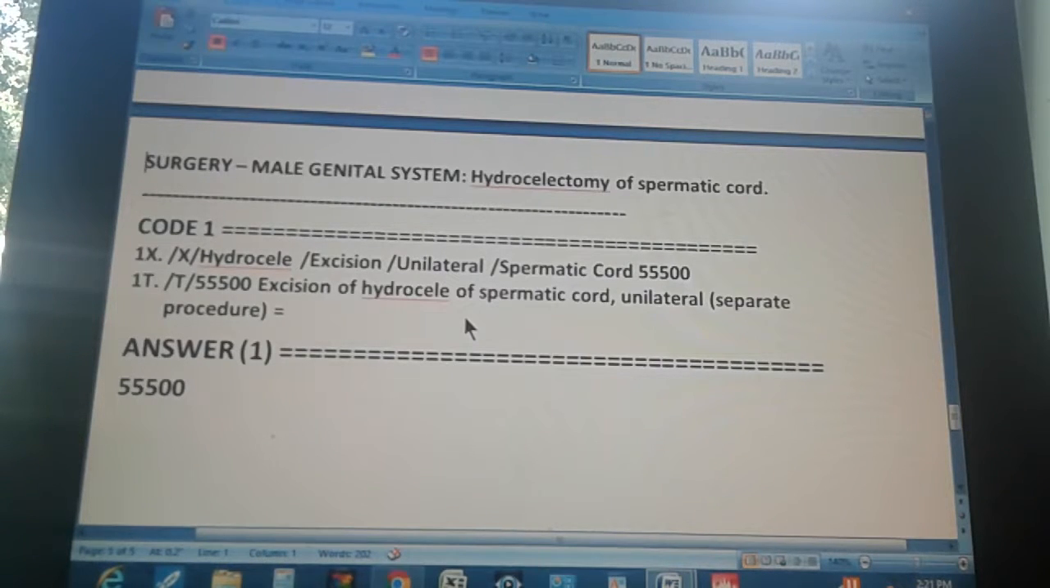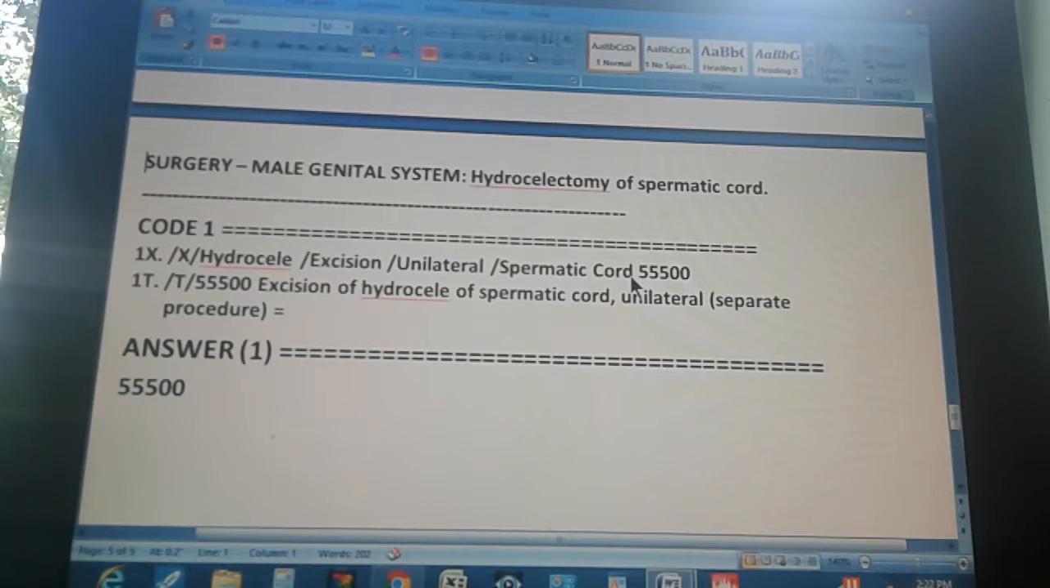All right, this is the summary of the whole problem. This is a surgery problem for the CPT code book. It's a male genital system. It's a hydrocelectomy of a spermatic cord. There's only one code, and the code is found through the index like this. First you go to the index. You start with hydrocele. Then you go to excision. Then unilateral. Then you go to spermatic cord, right?